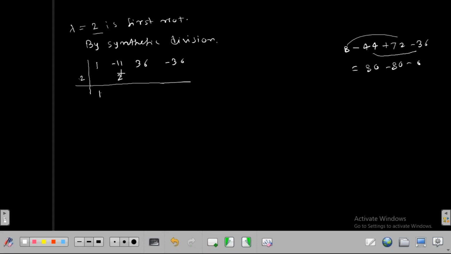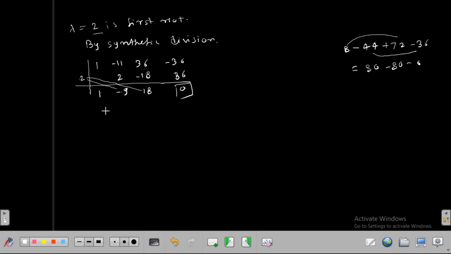Then add these two numbers. Minus 11 plus 2 is here minus 9. Then multiply these two numbers. So minus 9 into 2 is here minus 18. And add these two numbers. 36 minus 18 is here plus 18. Now multiply these two numbers. 2 into 18 is here 36. So right here 36. So minus 36 plus 36 here 0. So we get here 0. So always here we get 0.